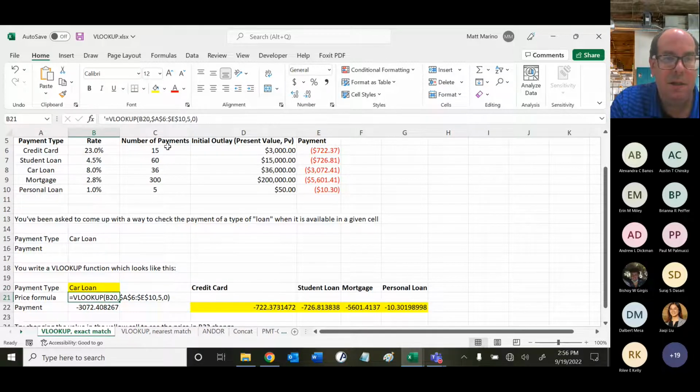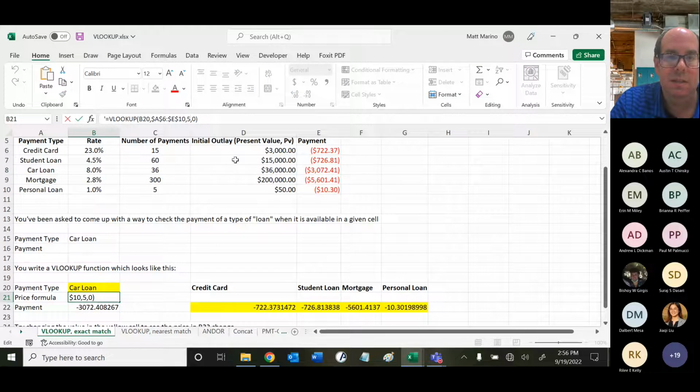So you notice it's the same basic way of doing things. VLOOKUP, B20, we highlight our range. In this case, it's A6 through E10. But in this case, we want to find the payment. So the payment is in the last column, the fifth column. So we have to use all 5 columns. So our third parameter here is 5.